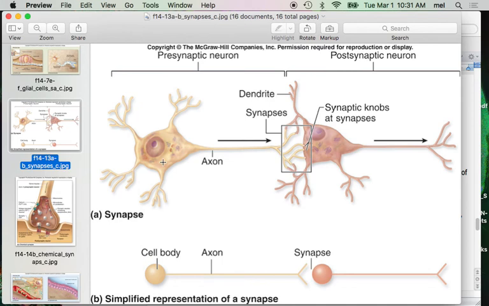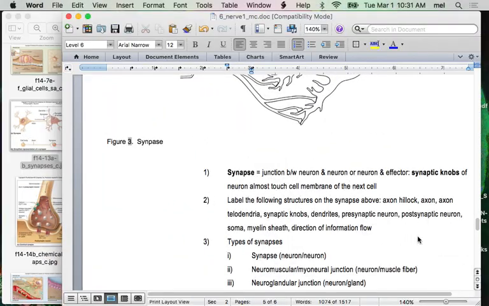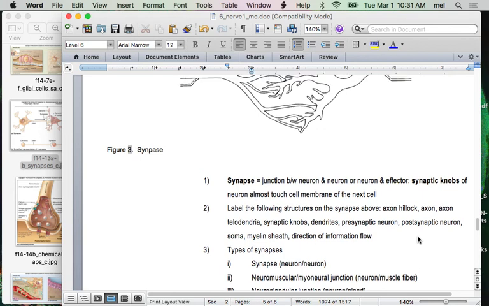So if cell 1 is a neuron and cell 2, which isn't here, is a muscle cell, instead of being called a true synapse, it would be called a neuromuscular junction. If cell 1 was a neuron and cell 2 was a gland, it would be called a neuroglandular junction, okay? But the first cell does the same thing regardless of what the second cell is doing. So you're going to learn about those synapses later.